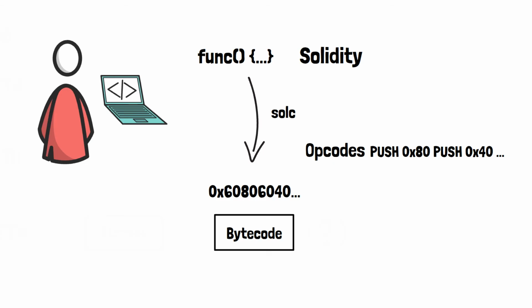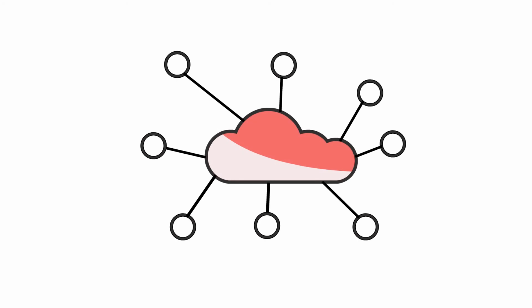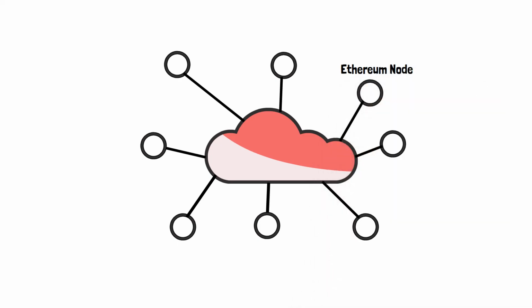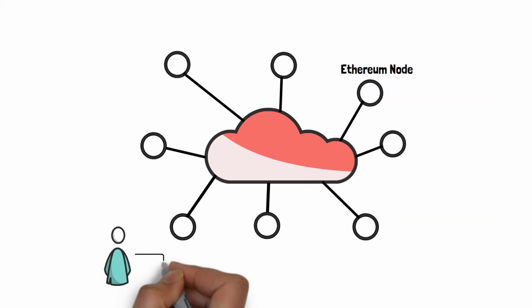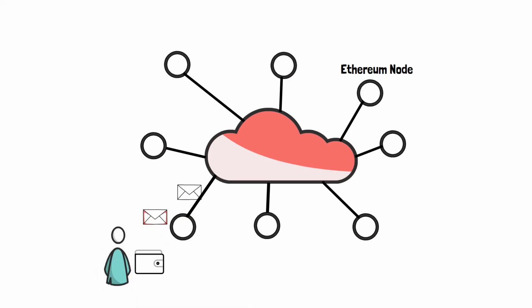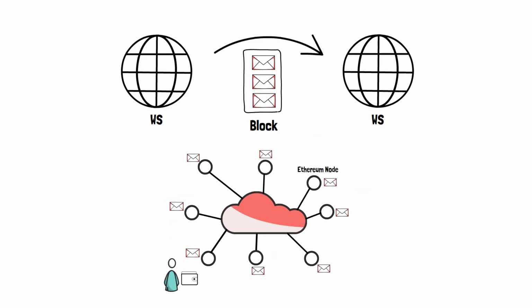Now we come to the next question. Where is the EVM executed? The answer is in all the Ethereum nodes that constitute the Ethereum network. When a user signs a transaction that is addressed to a smart contract address, the transaction is distributed in the network and is eventually added to an Ethereum block, like any other transaction.